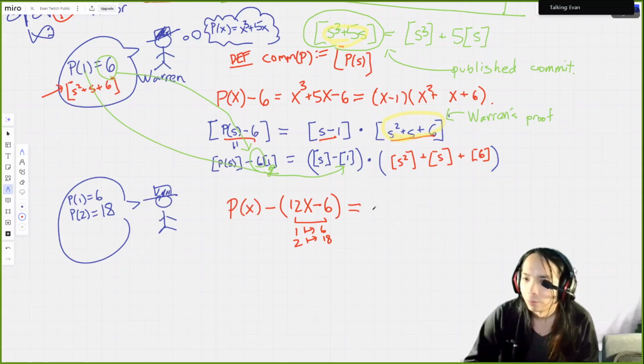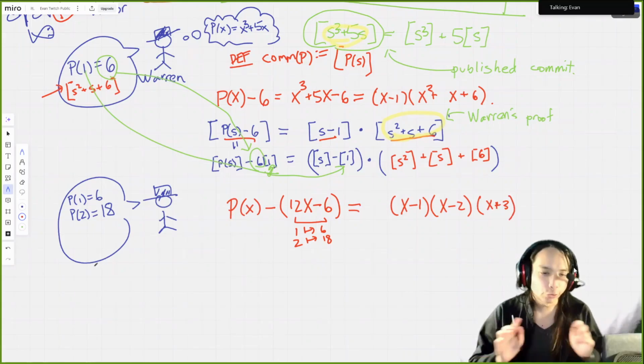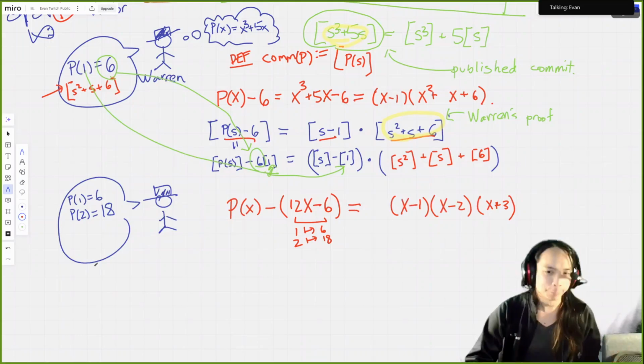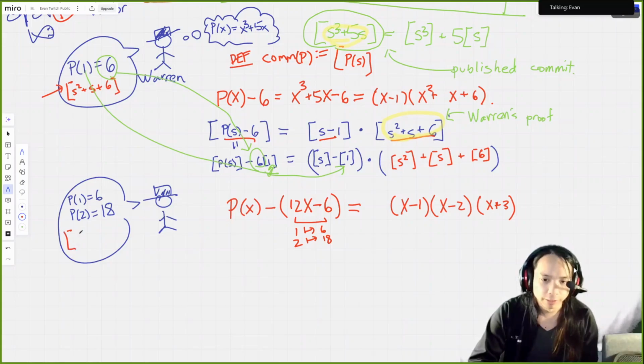Now, Warren knows the polynomial p, so Warren can do the division himself. And the quotient turns out to be, I think, x plus 3. So even though Warren is trying to prove two elements, his proof is still only one element. He will compute the quotient, evaluate the quotient at S, and send this as his proof.